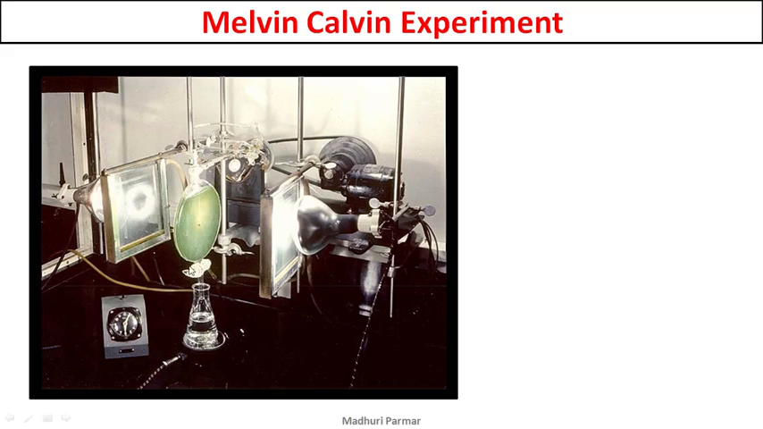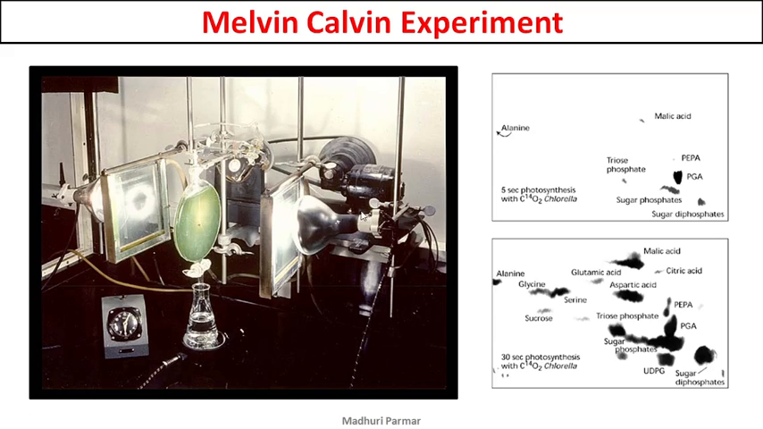How will you find out that they are synthesizing sugar from the carbon dioxide? At different time periods, you have a timer also, you take some sample out of this lollipop flask into this other flask. You analyze the radioactivity and find out what kind of molecules have radioactivity after different times.